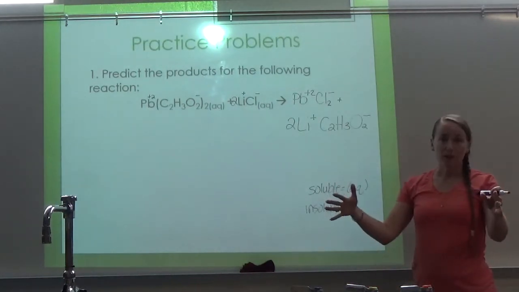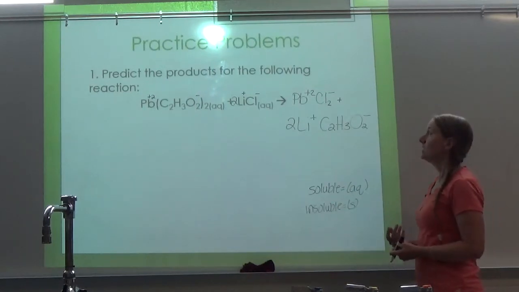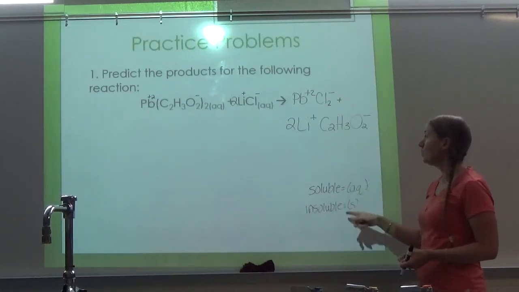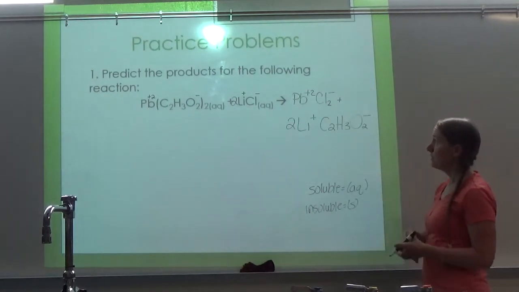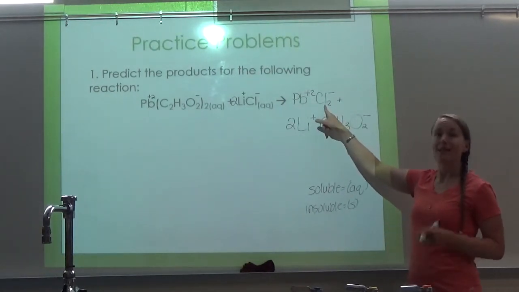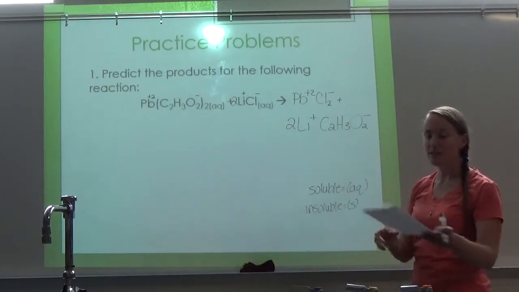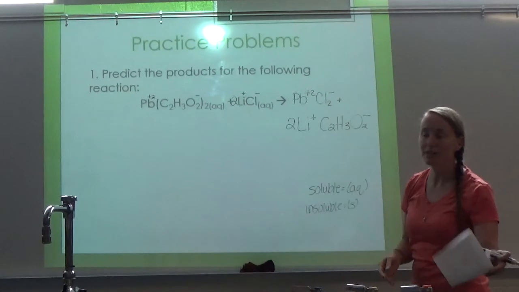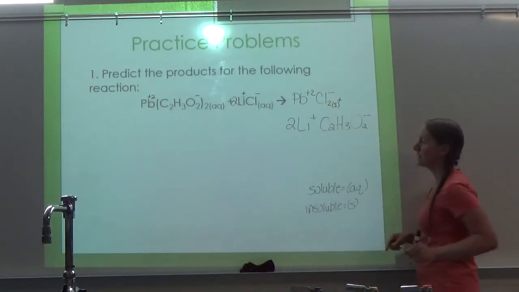So here's the new part. Like I said, we've already predicted products in the last section. So the new part is telling what state of matter the products are going to be. So Cl is normally soluble. However, it has some exceptions, and lead is one of them. So instead of being soluble, it's going to be insoluble or a solid.